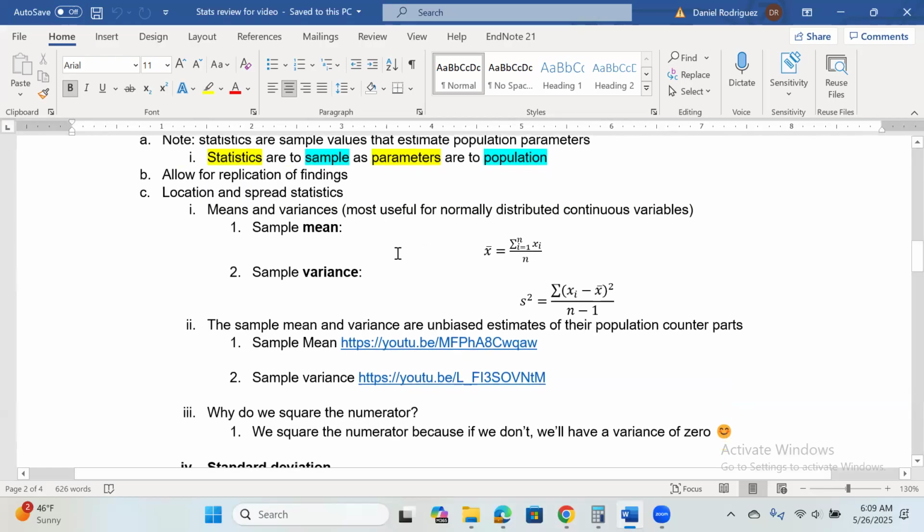Location and spread in statistics. These are two types of statistics we look at. One is for location, where we look at things like the sample mean, the median, the mode.